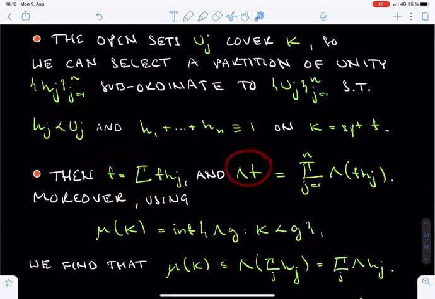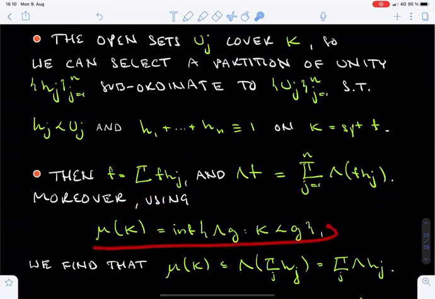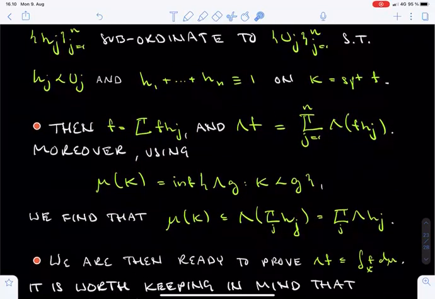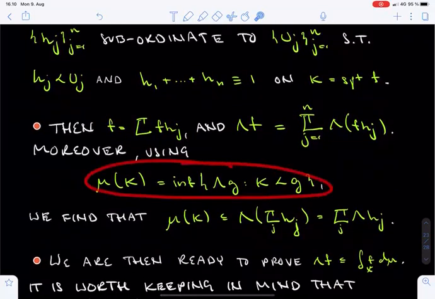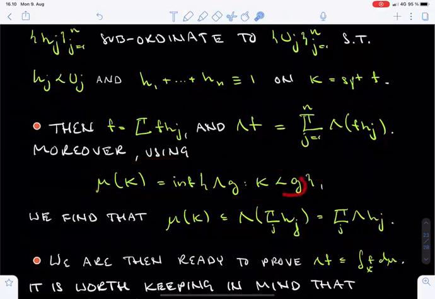Consequently, by the linearity of lambda, we see that lambda of f equals the sum of the values lambda of f times h_j. Moreover, recall the formula for the mu measure of compact sets, and in particular K, which we established in the previous lecture. The mu measure of K equals the infimum of the values lambda of g, where g ranges over the functions dominating K.